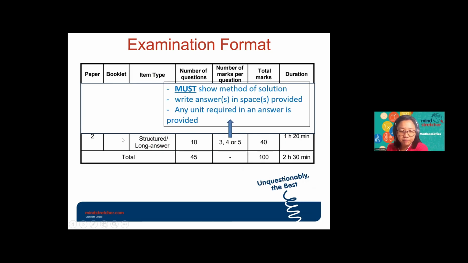Okay, this one I haven't mentioned really in detail. For your 3, 4, 5 marks questions, you must show how you solve the question. You need to write your equations clearly, even if it's just 6 minus 4 equals 2. If that is how you got a 2, you need to show it down clearly, so the examiner knows that you know what you are doing. You must show your method of solution clearly in order to get the full marks.